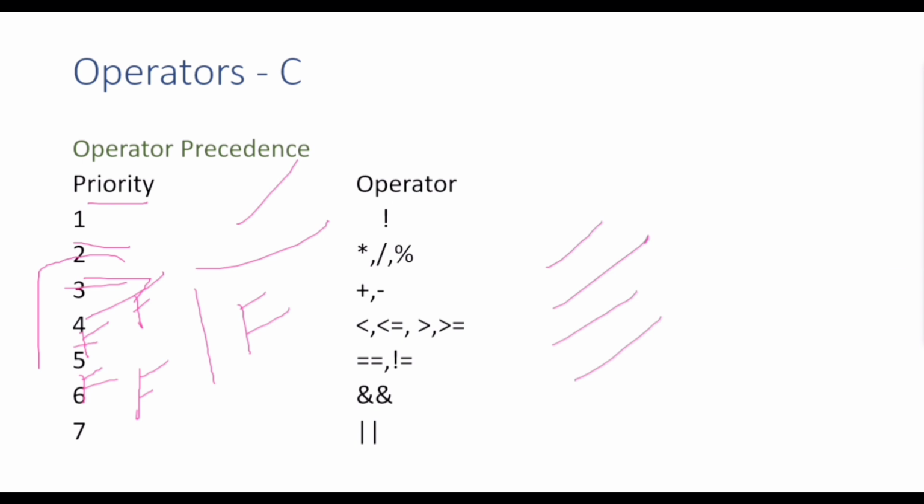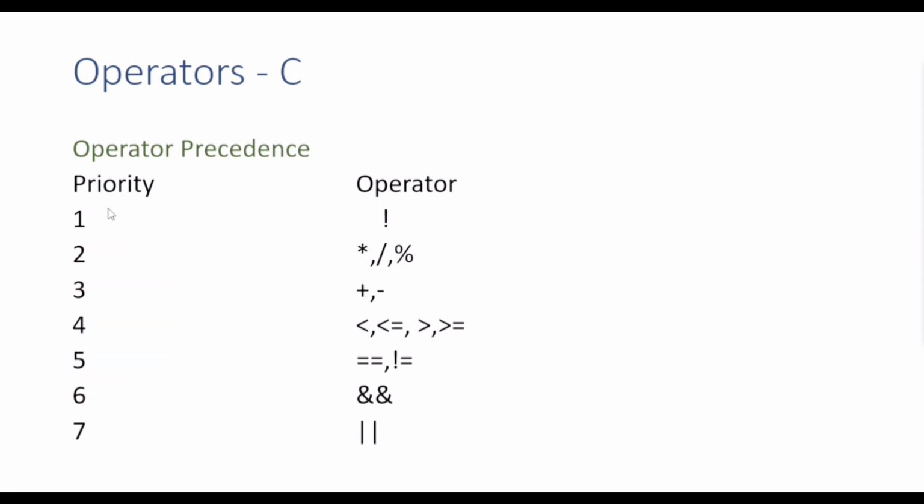So, these are the operator precedence, how it will be. It looks like this. First priority is not, then second, the arithmetic operators, and then third, the logical operators will follow likewise. Finally, it comes to the pipe.